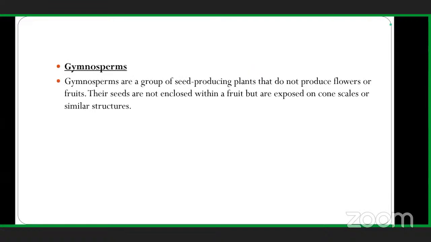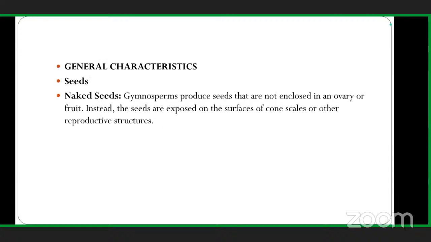So we'll revise gymnosperms a bit, then we'll start with angiosperms. So what is gymnosperms? Gymnosperms are a group of seed producing plants. They are the intermediate of pteridophytes and the angiosperms. They are a group of seed producing plants which do not produce flowers or fruits. Their seeds are not enclosed within a fruit, but rather they are exposed on cones or similar structure. So this is the basic definition of gymnosperms.